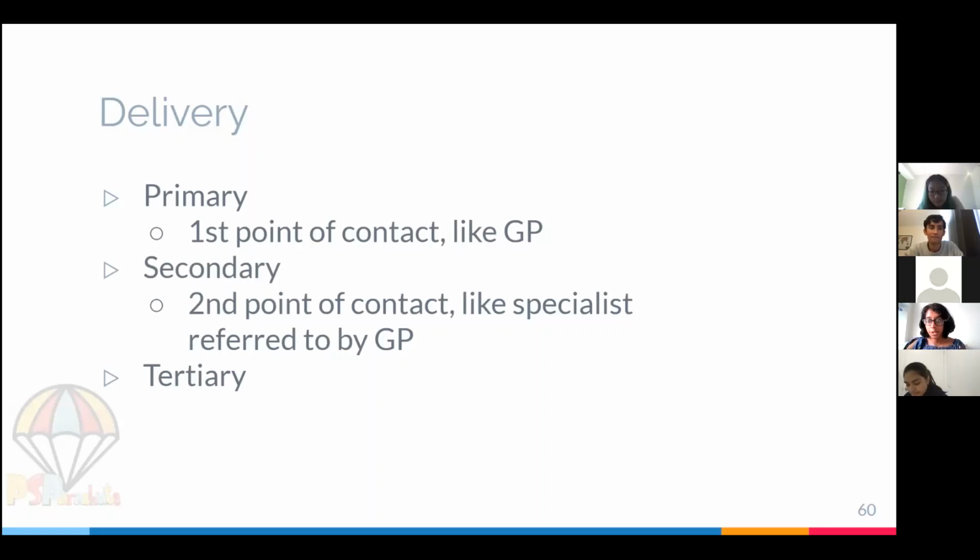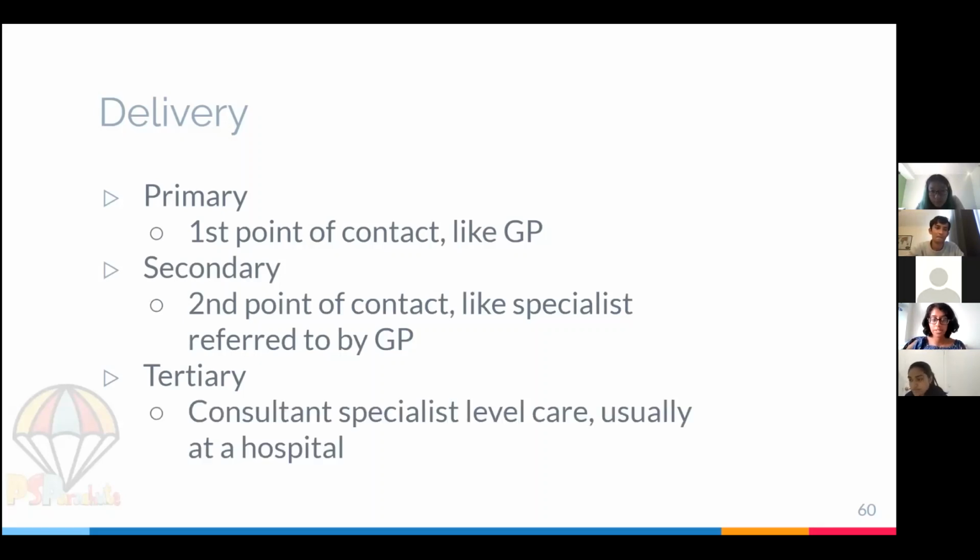And we have tertiary delivery, which is your third point of contact or consultant specialist level care. Usually tertiary care is at a hospital. And there's quaternary care, but that's not that important for this.